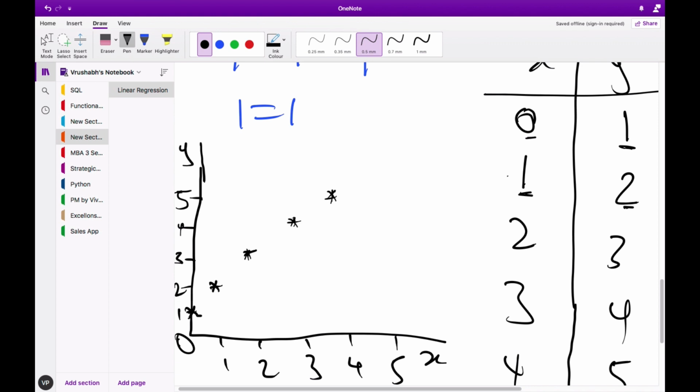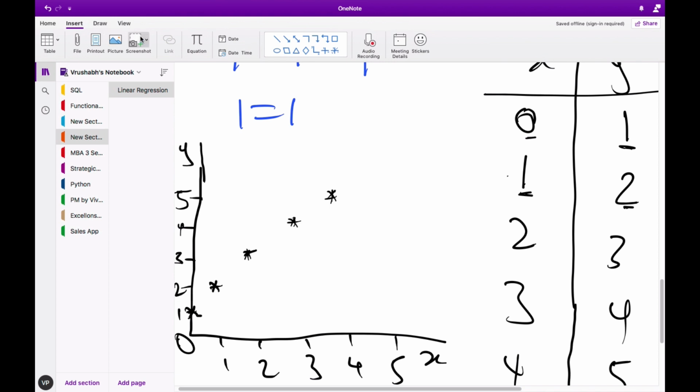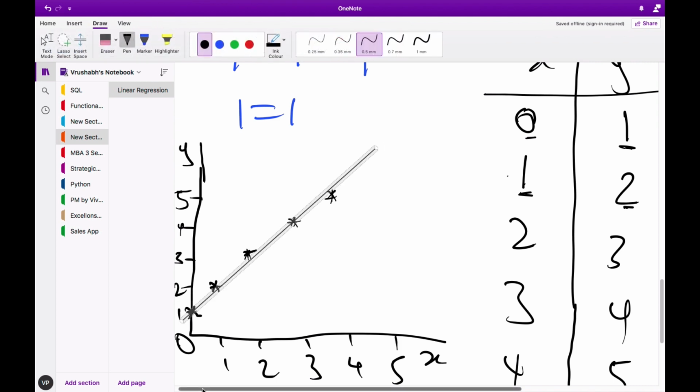Okay, so this is what we have. Now if we try to bring the line, right, so let me go here and bring some line over here. If we try to put a line over here, that's going to be something like this, right? Capture as many points as possible. Okay, so this is going to be our line. This is going to be our linear regression line.